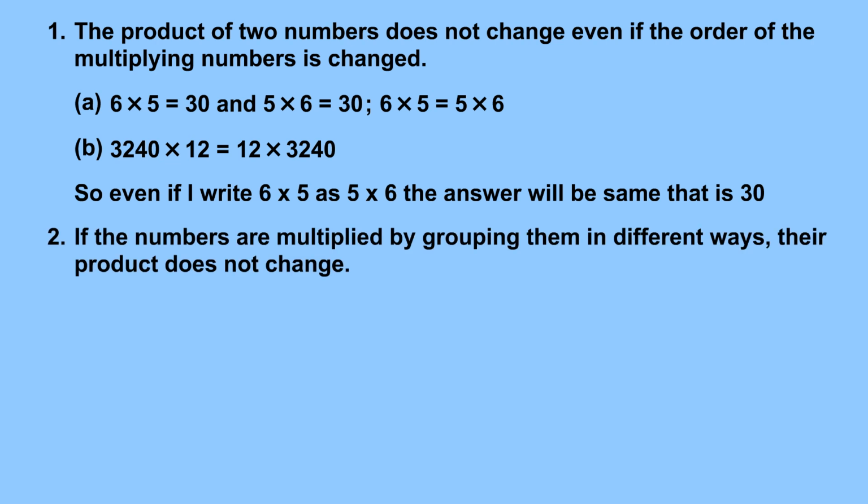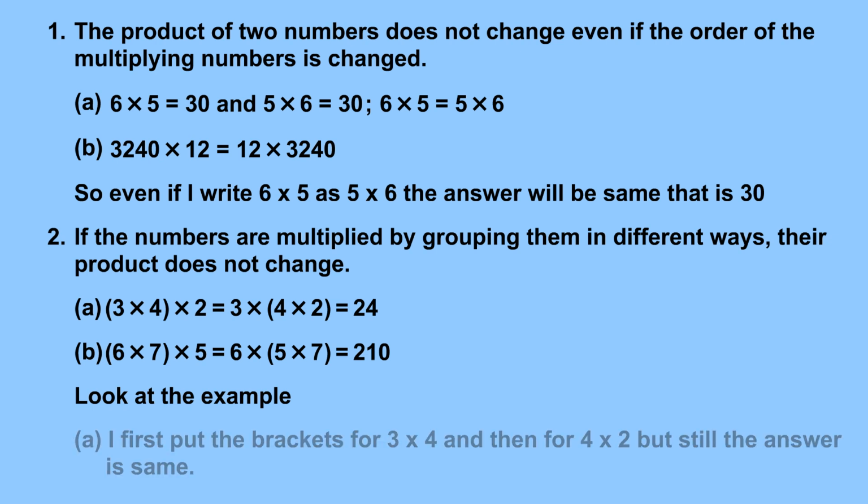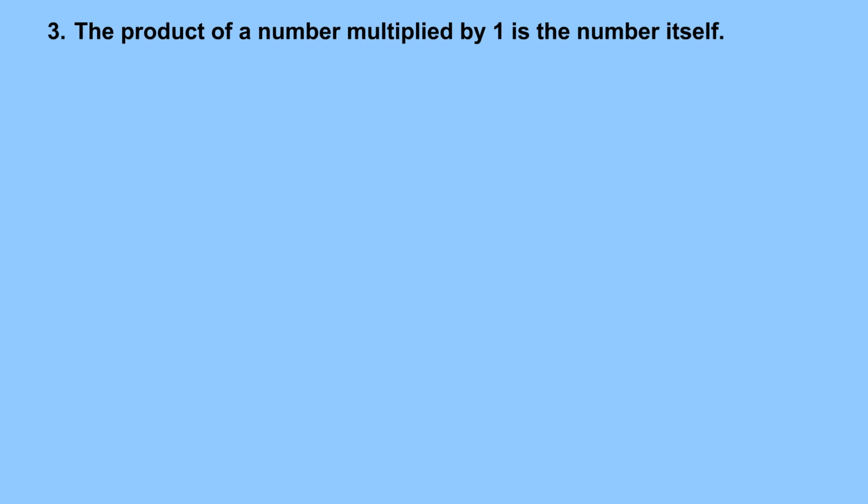Secondly, if the numbers are multiplied by grouping them in different ways, their product does not change. A. 3 times 4 times 2 is equal to 3 times 4 times 2 is equal to 24. B. 6 times 7 times 5 is equal to 6 times 5 times 7 is equal to 210. Look at the example A. I first put the brackets for 3 times 4 and then for 4 times 2, but still the answer is the same.